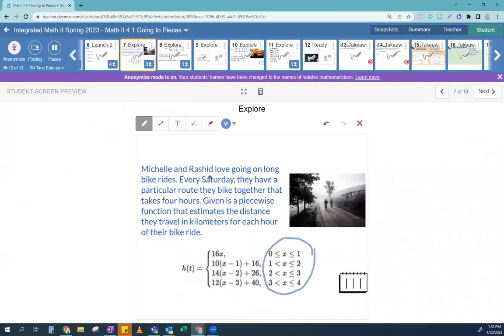So it says Michelle and Rashid love going on long bike rides. Every Saturday, they have a particular route they bike together that takes 4 hours. Given is a piecewise function that estimates the distance they travel in kilometers for each hour of their bike ride. So here it is. You're not supposed to do anything on here. You're just supposed to get your eyes used to these things right here, which are called restrictions, or when X is between 0 and 1.